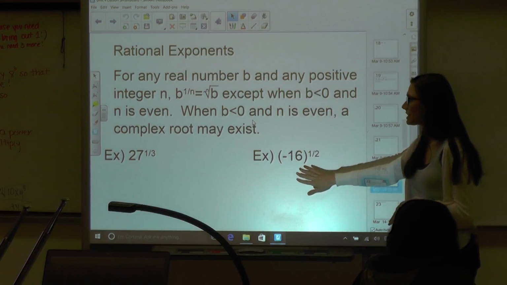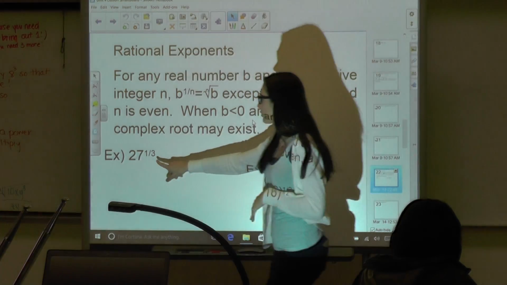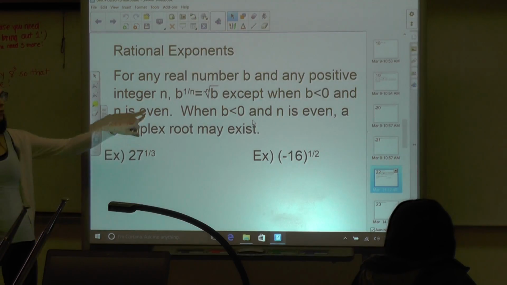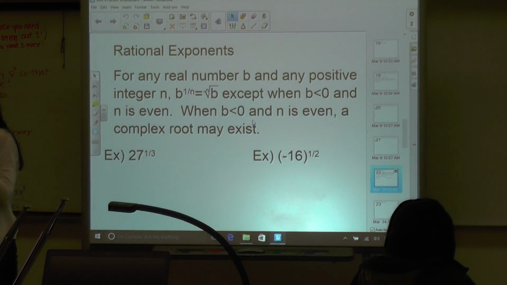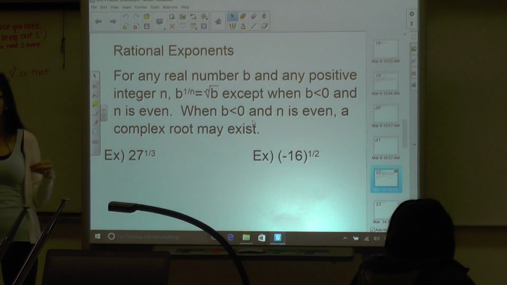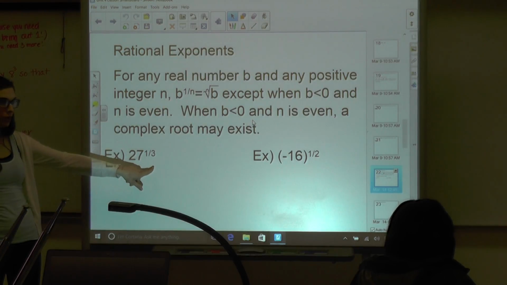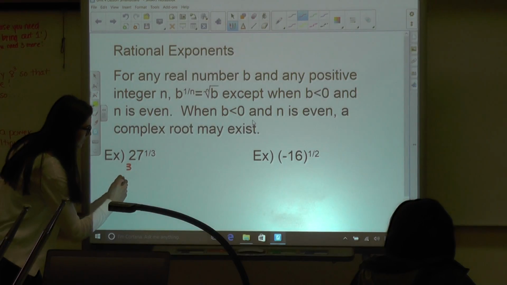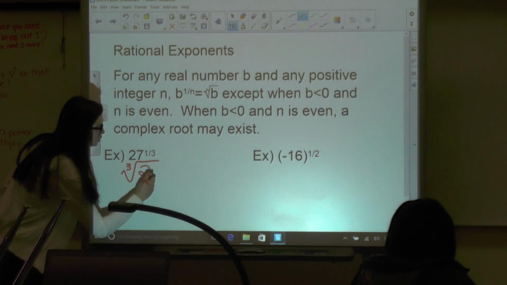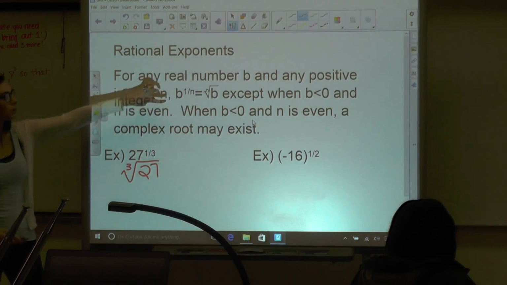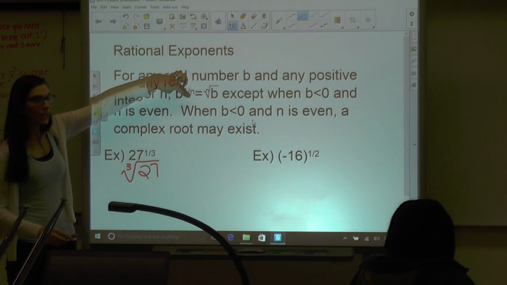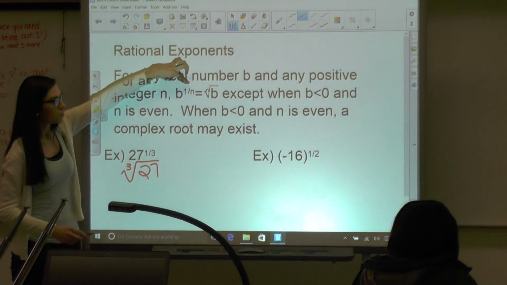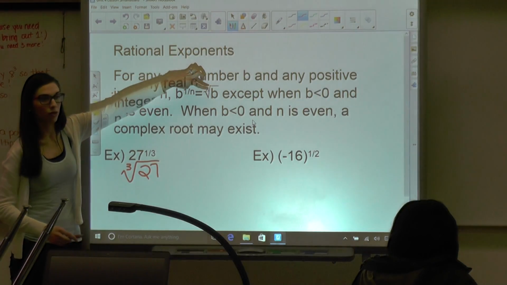So these are just some examples of what they're talking about. For this 27 to the power 1/3, when it is to the power 1/3, that just means it's the same exact thing as a cube root. To the third power is the same exact thing as a cube root. So this is the cube root of 27. So where did this come into play? b to the power 1 over n equals the nth root of b. So 1/3 is the third root.